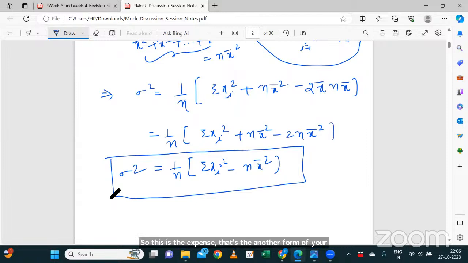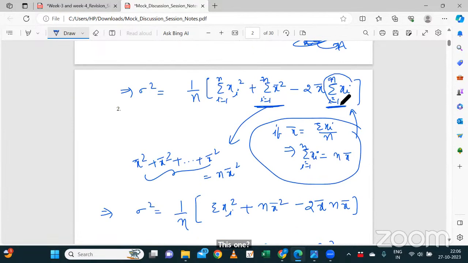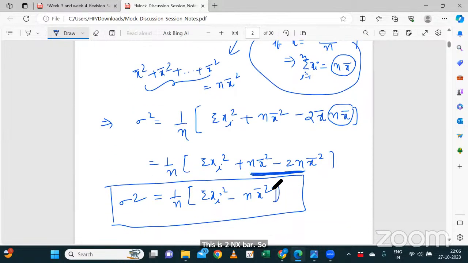How did we get the last term from the second last? See, this summation of xi I can replace with n x bar. So it's 2n x bar square, and n x bar square minus 2n x bar square gives minus n x bar square. Got it? Yeah.